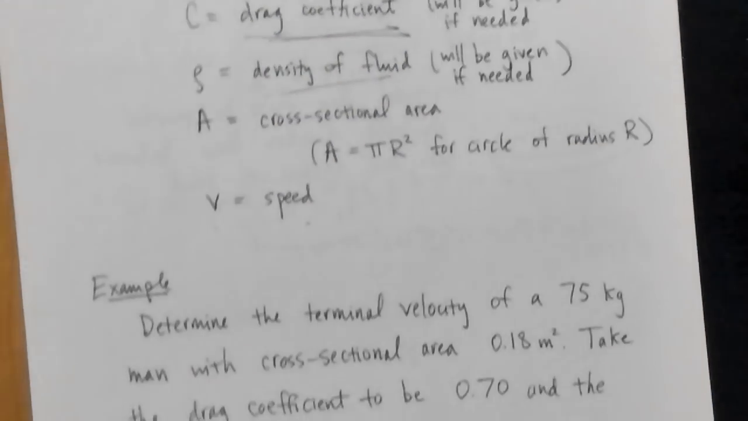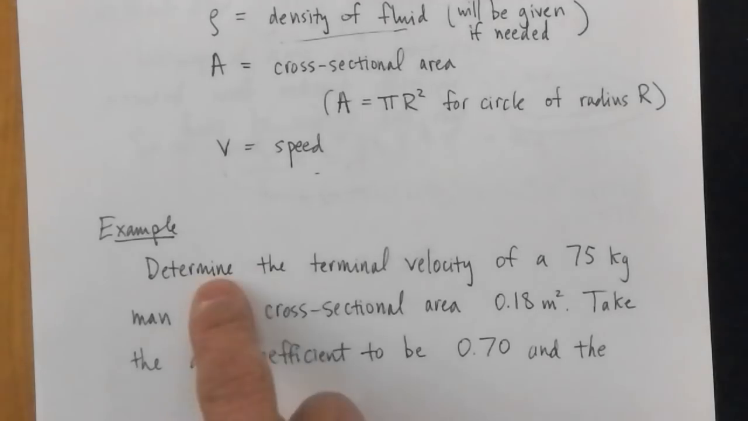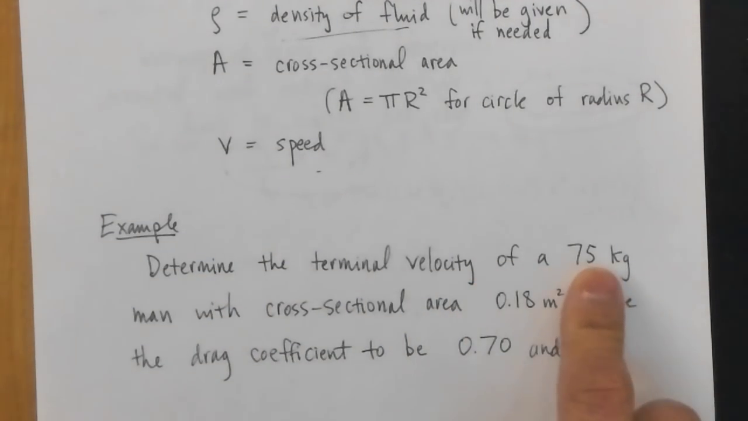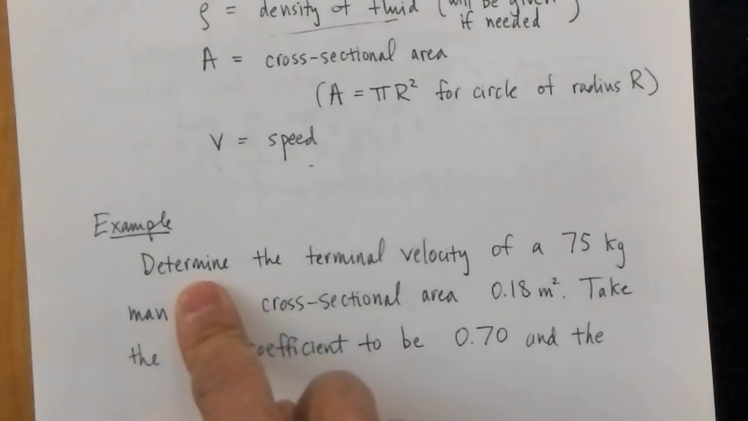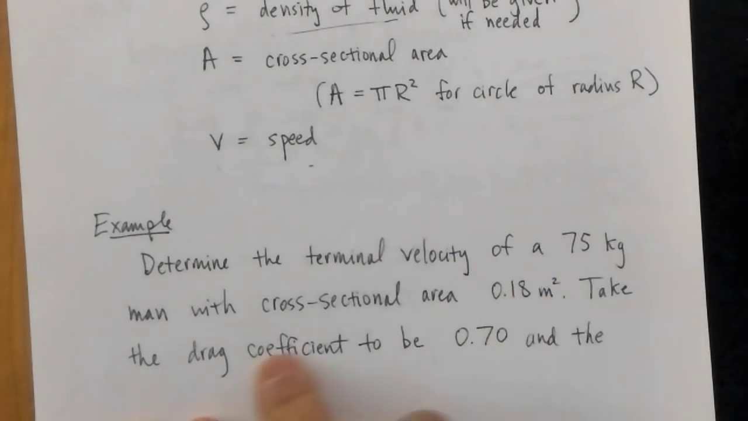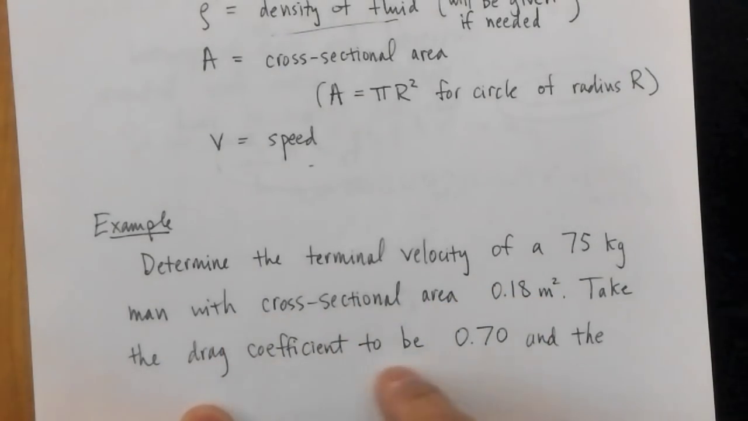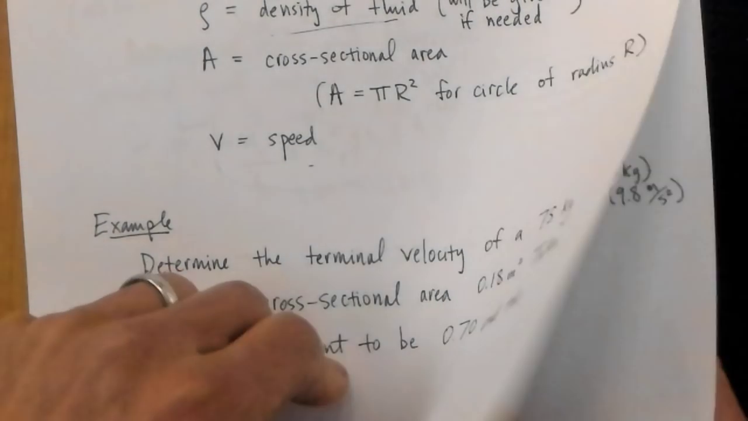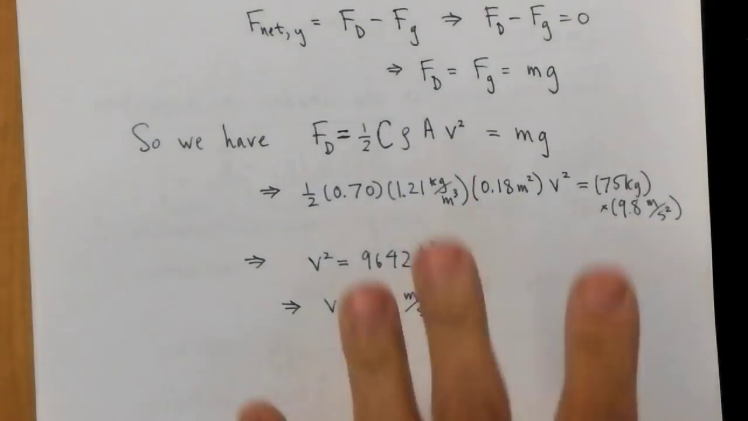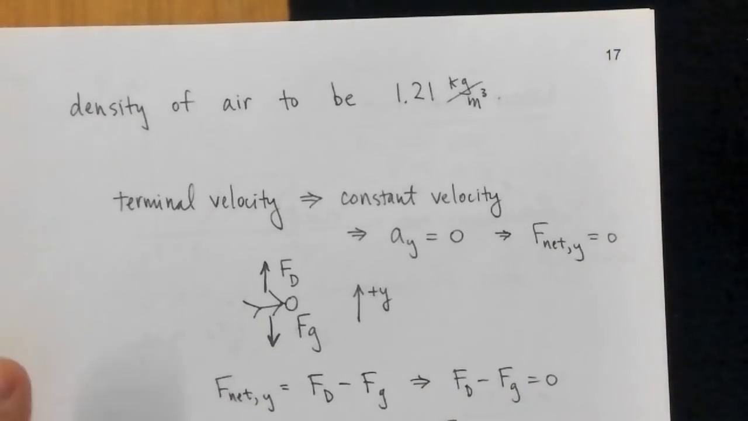So one type of application is terminal velocity. If somebody's falling, let's determine the terminal velocity. This is a good problem for just applying Newton's second law. Determine the terminal velocity of a 75 kilogram man, with a cross-sectional area of 0.18 meters squared. The drag coefficient is 0.7, and the density of the air is taken to be 1.21 kilograms per meter cubed.